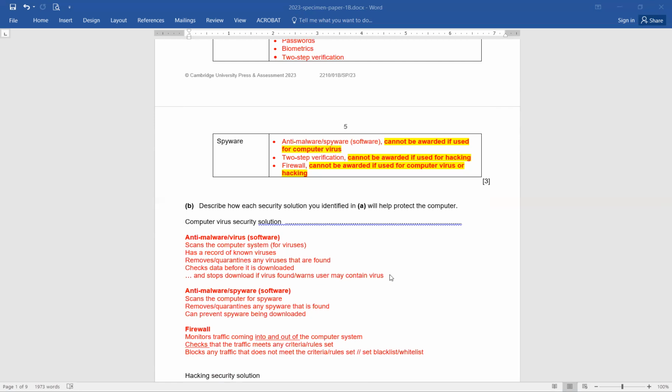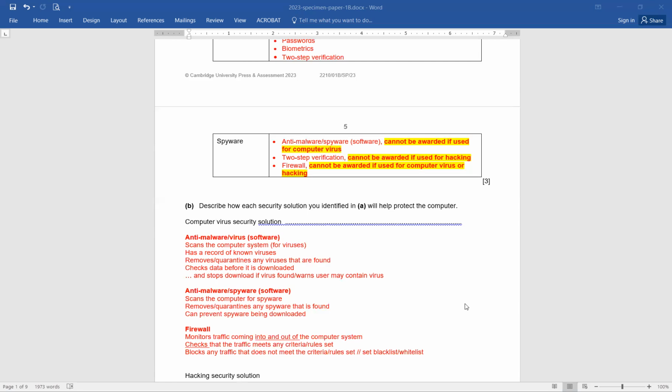Be clear, be cautious that whatever is underlined are the key terms that need to be mentioned in your answer. The job of a firewall is to check whether the traffic is going to meet any criteria or the rules that are being set. It blocks any traffic that does not meet the criteria. So be cautious. You have to write down the keywords, and only then you will be able to score 2 out of 2, again, if the student has written firewall as the right option for computer virus solution. Any questions?